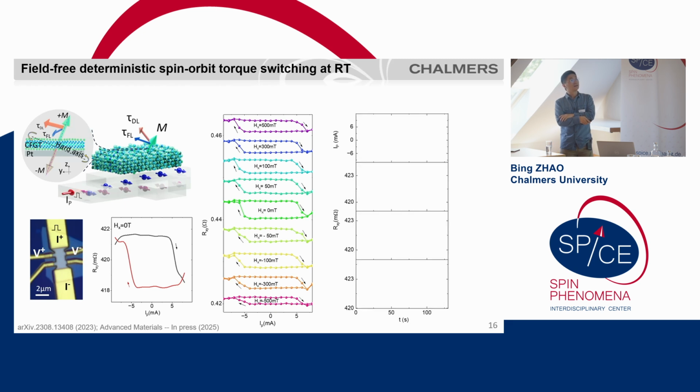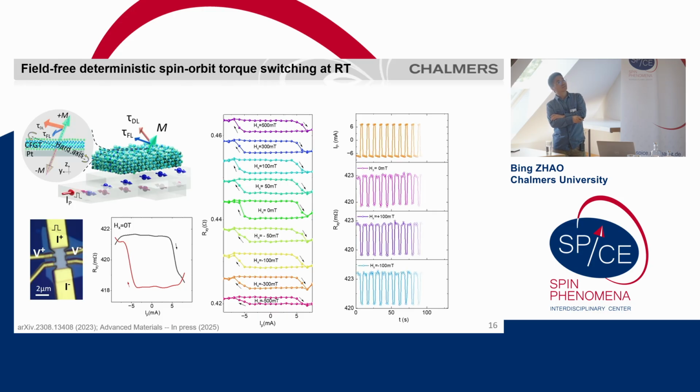We also check the robustness of the measurements. Here we go from negative current to positive current and write many times, then measure the signals. You can see with field, without field, and with positive and negative field, it is always very reliable, switching up and down, up and down. We don't do it just a few times; this can be 1,000, 10,000 or even more. So it is very robust.